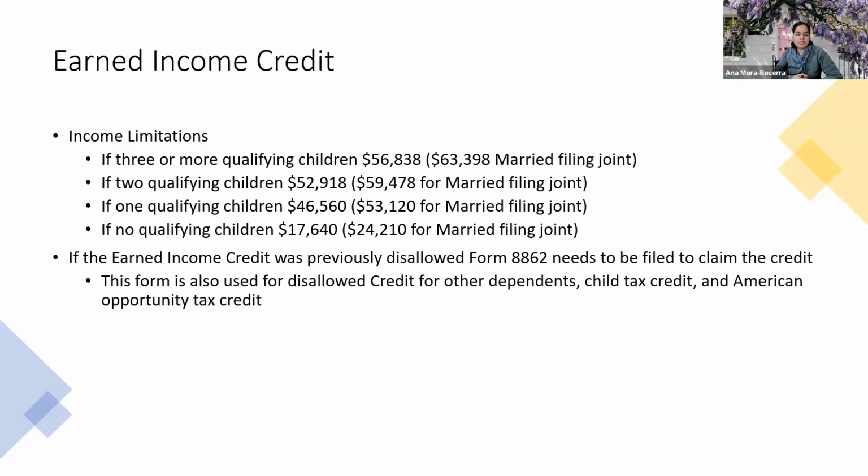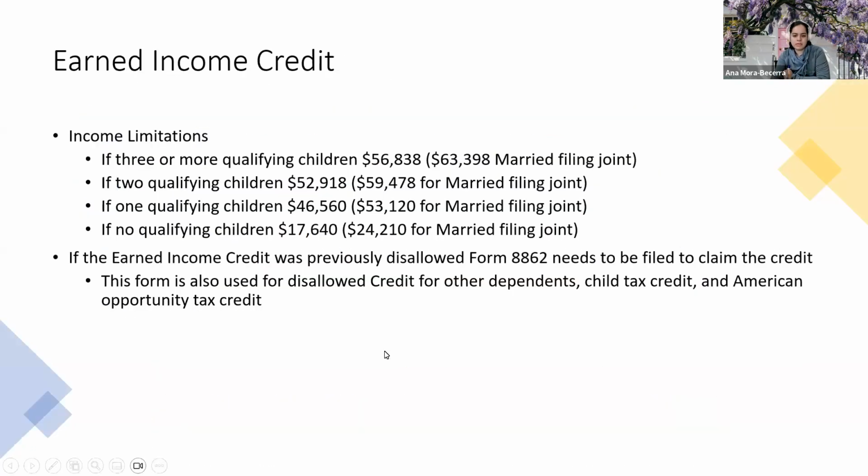And then we have the income limitations. If there's no qualifying children, you have to be under the 17,000. And then those are the respective ones for the other ones if you have 1, 2, or 3 qualifying children. And then there is a form 8862. Perhaps the taxpayer was disallowed the earned income credit for some reason. If it was disallowed, you have to include the form 8862, or else the tax return will reject if it's in the system.